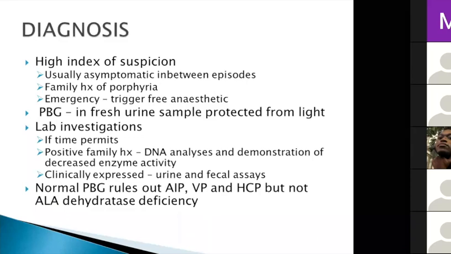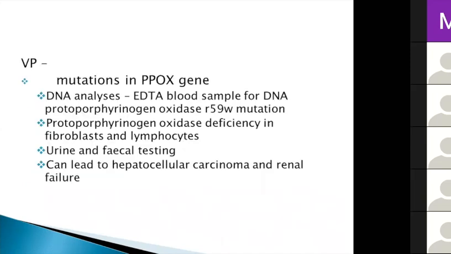So normal porphobilinogen rules out acute intermittent porphyria, variegate porphyria, and hereditary coproporphyria, but it does not rule out ALA dehydratase deficiency porphyria. Remember, ALA dehydratase deficiency porphyria results from a defect before production of porphobilinogen, so it will not be increased in it. So in variegate porphyria, which is very common in South Africa, the mutation is in the protoporphyrinogen oxidase gene. So we can take EDTA blood for DNA protoporphyrinogen oxidase R59W mutation.